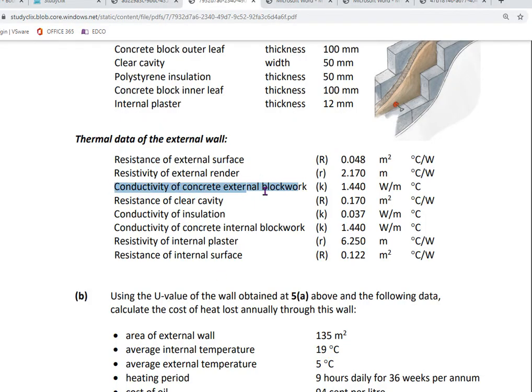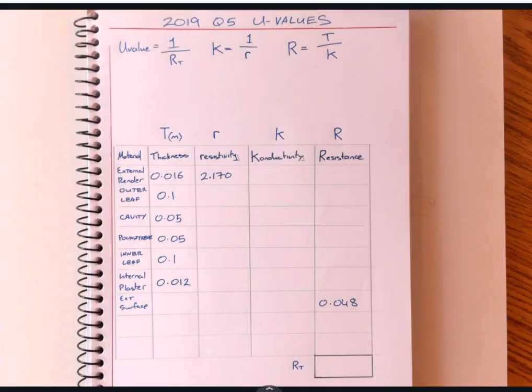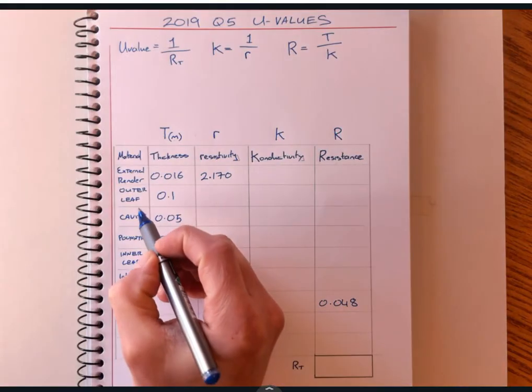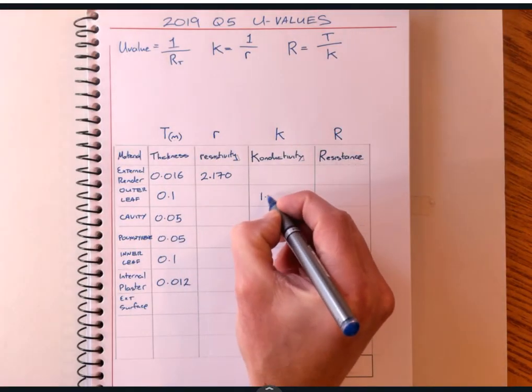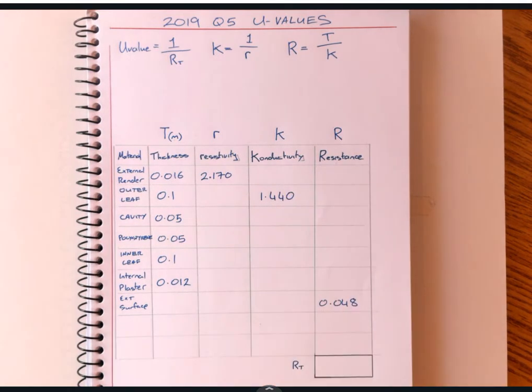Conductivity of the external blockwork. So conductivity is 1.440. Conductivity 1.440, and we add in all the rest of the measurements the same way.